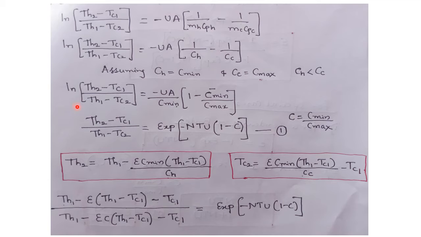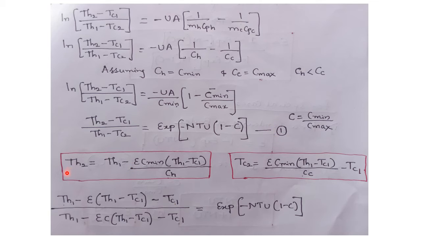If I remove this log term, the equation remains (Th2 minus Tc1) divided by (Th1 minus Tc2) is equal to the exponential of minus UA divided by C minimum in the bracket 1 minus C minimum divided by C maximum. This UA divided by C minimum is nothing but NTU, and 1 minus C minimum divided by C maximum, where C minimum divided by C maximum is the capacity ratio C. Let me call this equation 1.